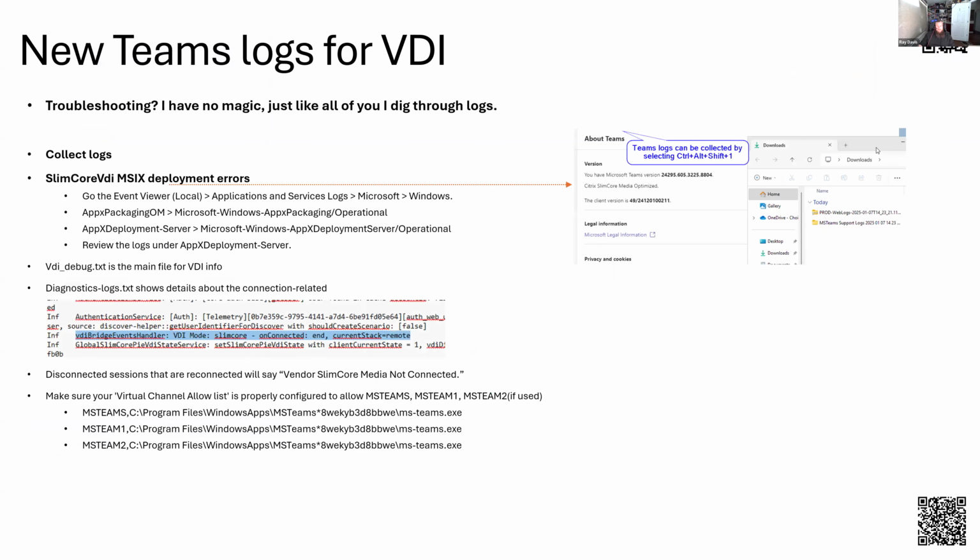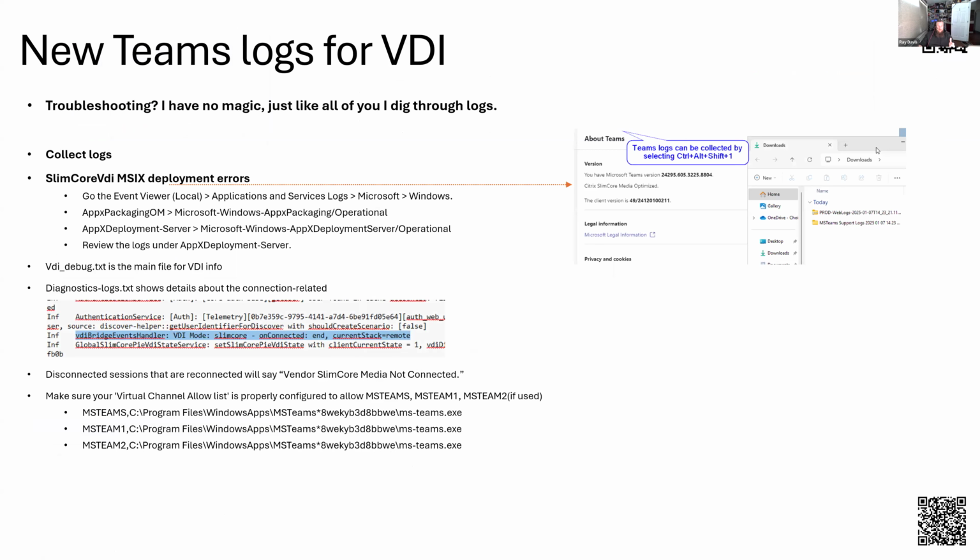Now the question for the logs, right? How do you know why SlimCore isn't working? Where are the logs? So in that QR code I gave you, you can hit Control Alt Shift 1, and what it does is it downloads a bundle, and inside that bundle you're going to have tons of files.